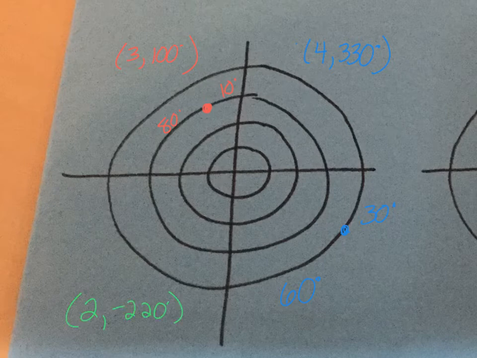Now, what's different about our next one is that now theta is negative. So that means instead of going counterclockwise, I'm going to leave 0 and go clockwise 220 degrees.